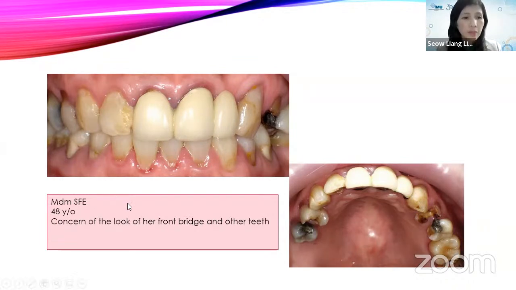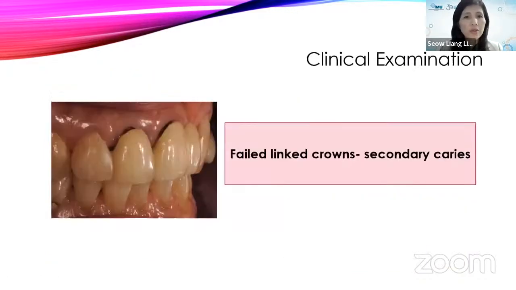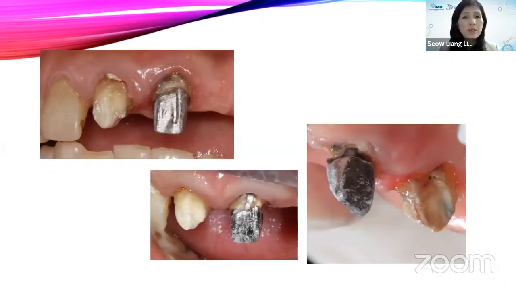Madam Sue, this is Madam Sue. She came in, she doesn't like the look of her anterior teeth. And also you can see other teeth are all very heavily restored with large composites. So the issue here is she has an anterior cantilever bridge that links 1-1 and 2-1 with poor fitting margin. So with this poor fitting margin, secondary caries happens as in the previous case.